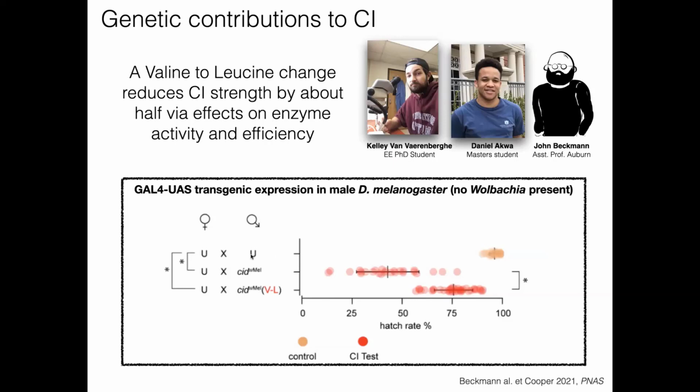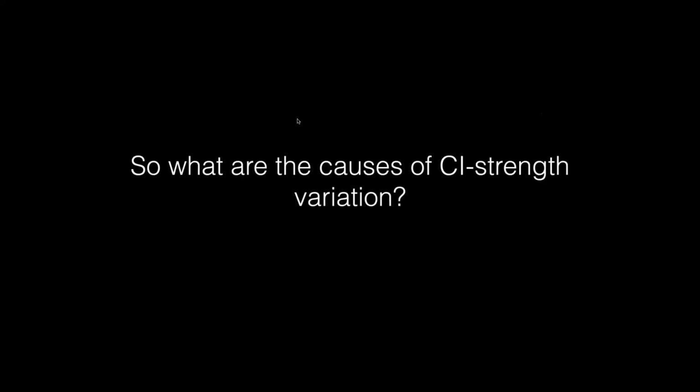We have an uninfected by uninfected cross. We have one that has the typical WMel cif construct being expressed. And then we have one expressing a particular mutation that changes a valine to a leucine in the cif. And what that ends up doing is reducing the strength of CI by about half. And then we showed that has to do with reductions of enzyme activity and efficiency, particularly in the DUB region, the deubiquitinating region of this cif. So even single nucleotides can affect this.